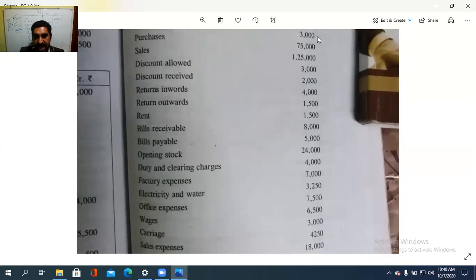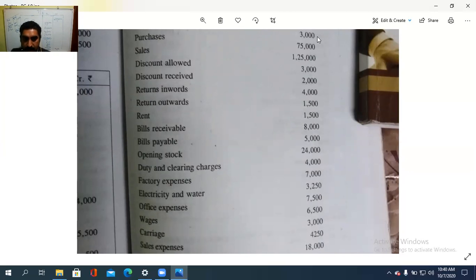Bills receivable, 8,000. Receivable, that is receiving, we need to get it. So that is an asset, so it is coming on the debit side. Bills payable coming on the credit side. Opening stock, 24,000, coming on the debit side. Duty and clearing charges, this is an expense, so coming on the debit side. Factory expenses, 7,000, coming on the debit side. Electricity and water coming on the debit side.